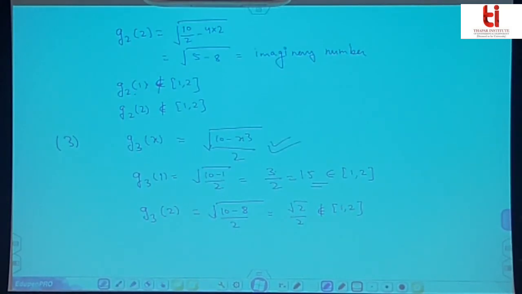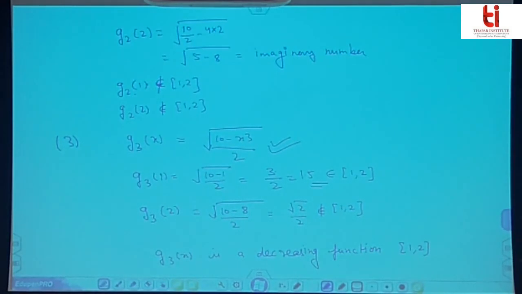Function nature is what? If you see, g3(x) is square root of (10 minus x cube) upon 2. As x is increasing, g3(x) is decreasing. This function is a decreasing function. And the first value lies inside the interval 1 to 2. As x is increasing, the function is decreasing. So g3(x) is a decreasing function in the interval 1 to 2. And the first value belongs to the interval. At 2 we have a value that is less than 1.